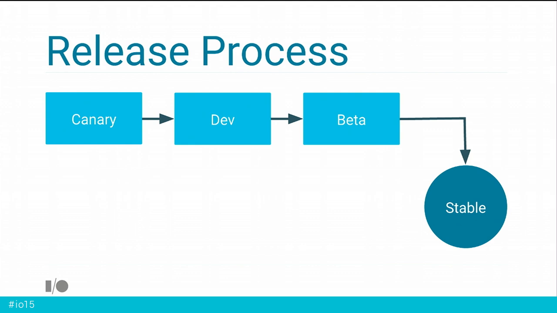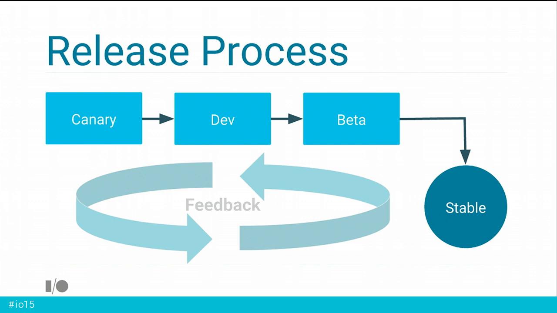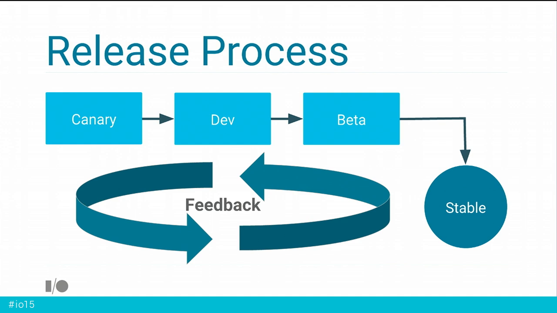And we promote those releases all the way through dev, beta, and finally the stable. And throughout that process, we get your feedback. So if you want to see if something's broken or something needs to be fixed, we actually look at the feedback and make sure it reaches the stable channel when we release the final version of Android Studio.